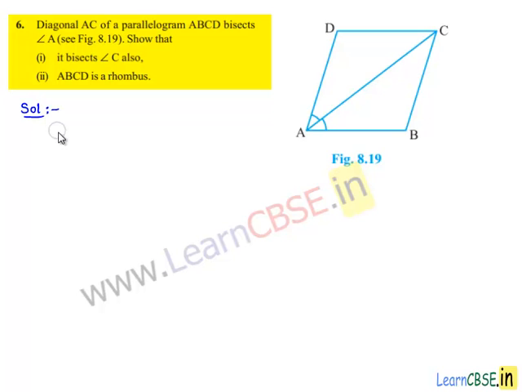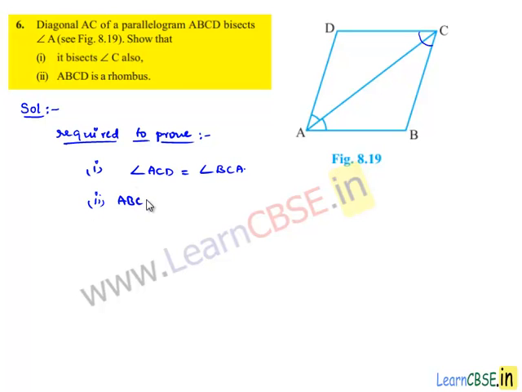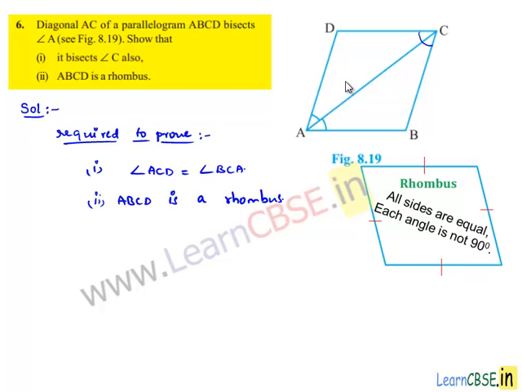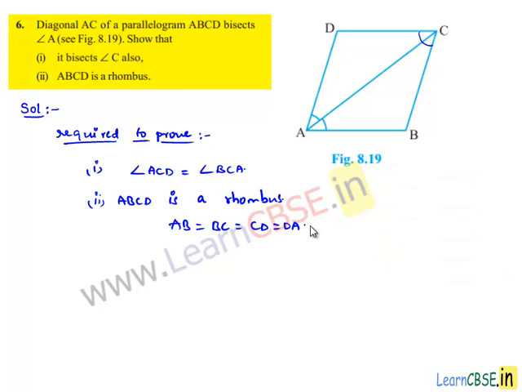Now we are required to prove from the above figure details that AC bisects angle C. That means we need to prove that angle ACD is equal to angle BCA, and second thing, ABCD is a rhombus. In order to prove that the given parallelogram is a rhombus, we need to prove that all the sides of the parallelogram are equal. That is, AB is equal to BC is equal to CD is equal to DA. So let us move on to the proof.